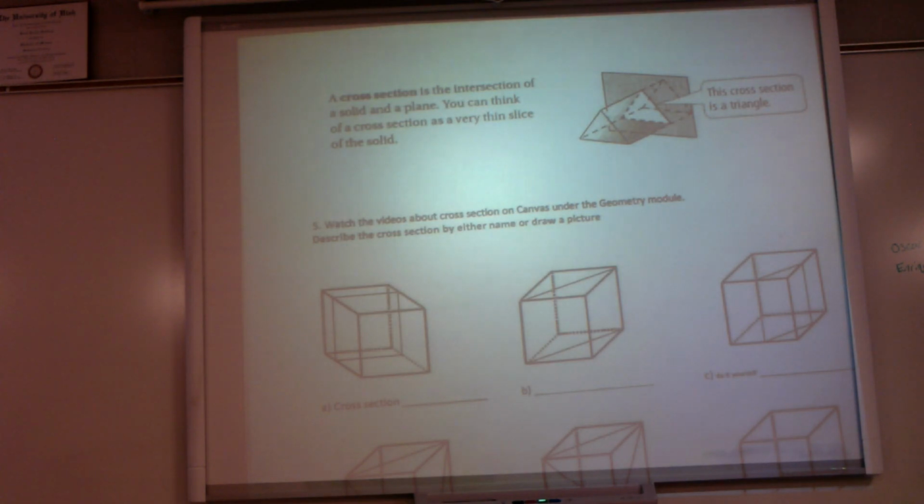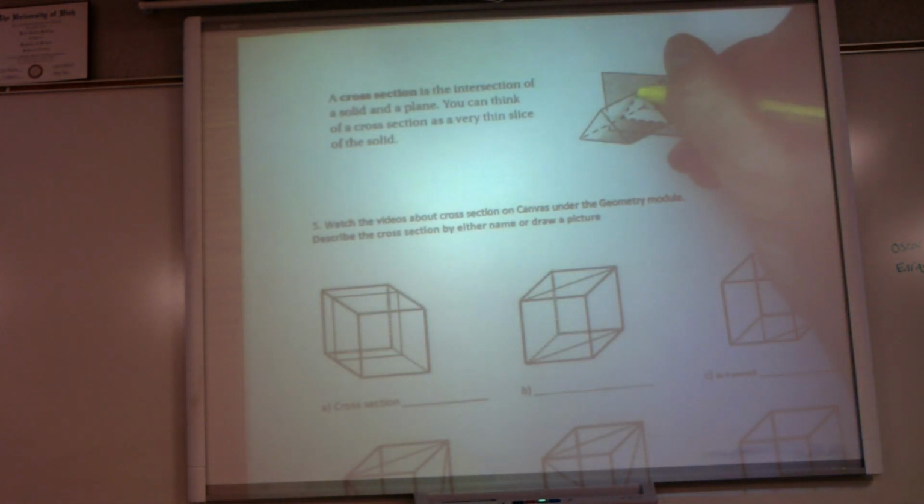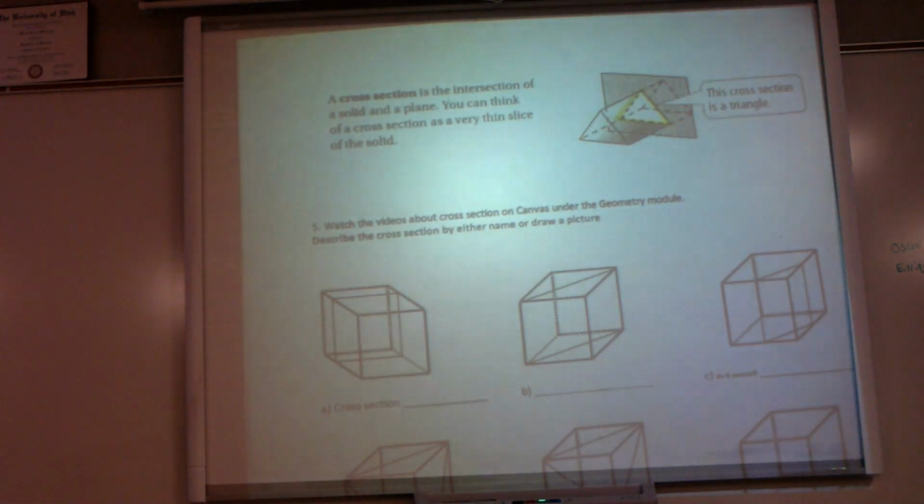If I were to make a cross-section that's parallel with the base, then it is going to be the same shape as the base. So here for the triangular prism, if I slice it parallel to the base, which is a triangle, I'm going to get a triangle. Now there are some great videos on Canvas to help you visualize this, and some are even kind of fun. You'll think they're pretty dorky, but I like them.